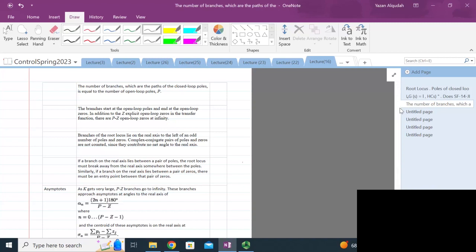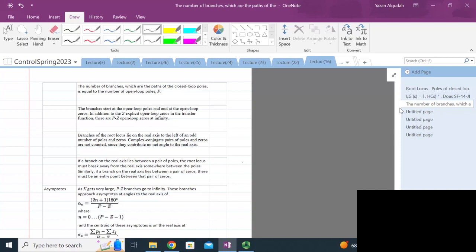So when we have G of S, H of S, the number of branches on the root locus is going to equal the number of poles of the open loop system. Make sense? So if I have a fifth order G of S multiplied by H of S, in the denominator is the fifth order, S to the 5 plus something, it has 5 poles, then it means I'm going to have 5 branches in the root locus. Make sense?